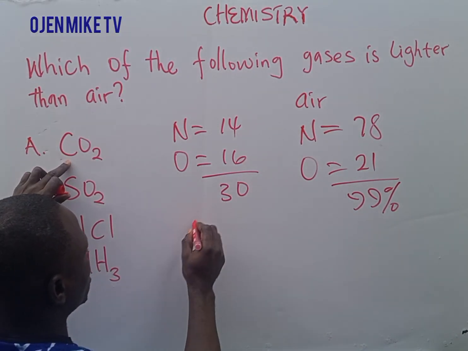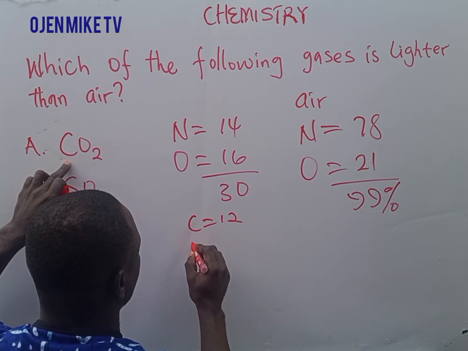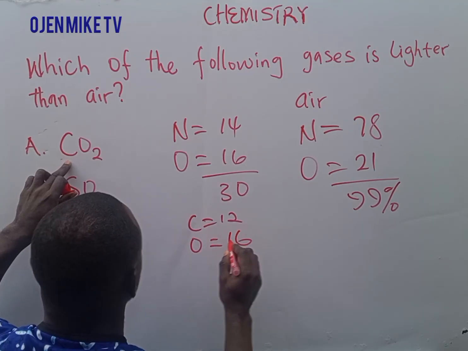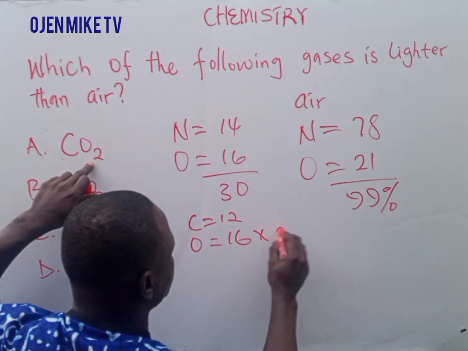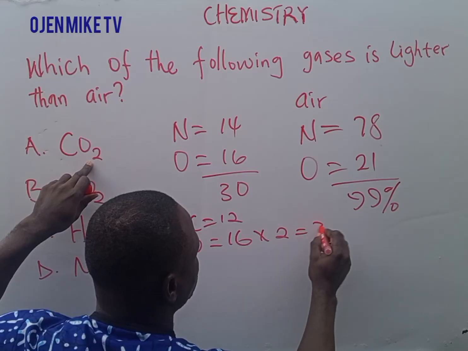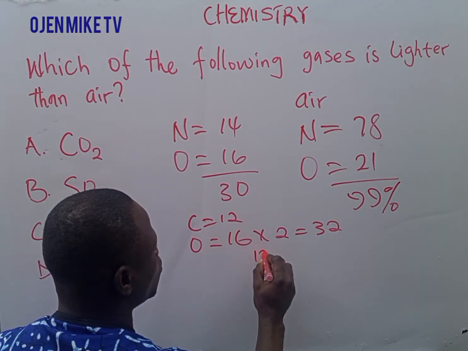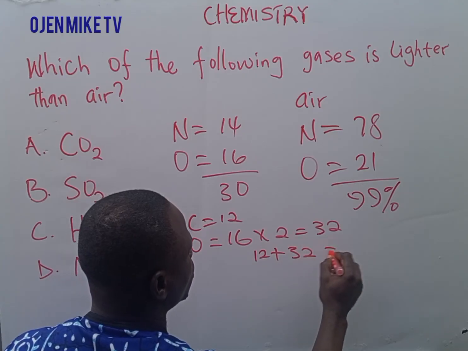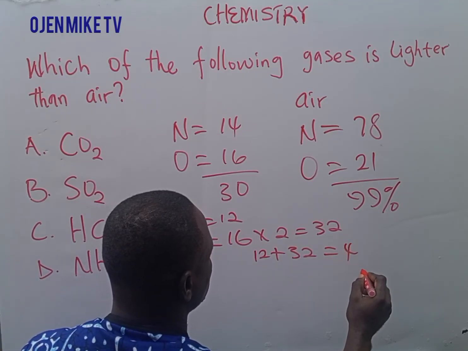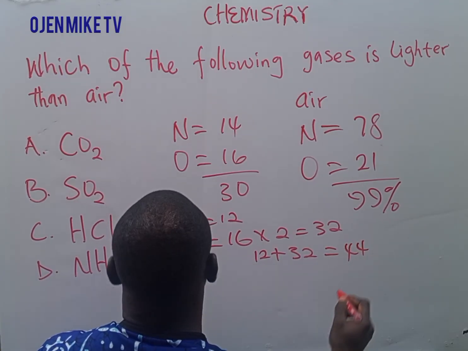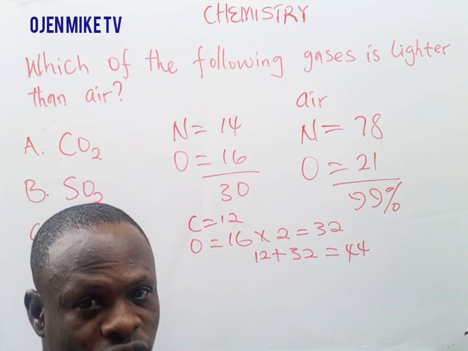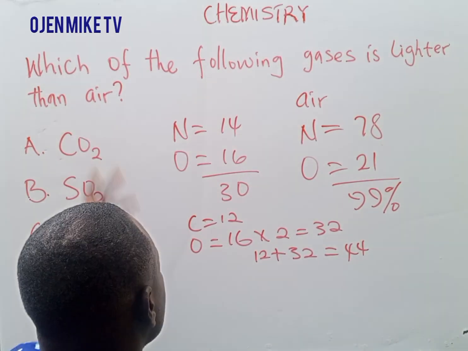Carbon here is equal to 12, and oxygen here is equal to 16. But oxygen is diatomic, so times 2, which equals 32. Is that understood? So if we calculate now, 12 plus 32 will give us 44. It means that carbon dioxide is heavier than air. So it's not lighter than air.